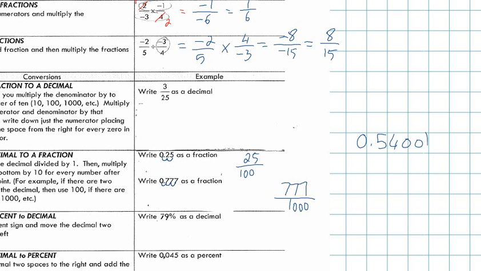Okay? But if you have only zeros, then you just have to move it 2 digits, and that would be 54 over 100. Okay? But if I add a number at the end of these zeros, you have to keep going. Make sense? Everyone makes sense. Okay.